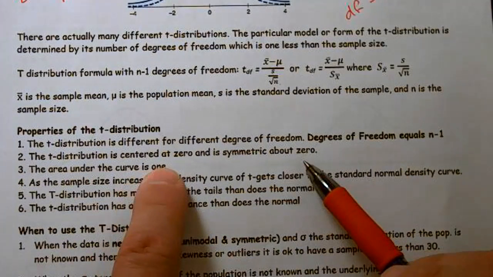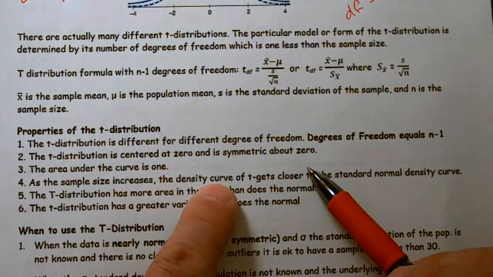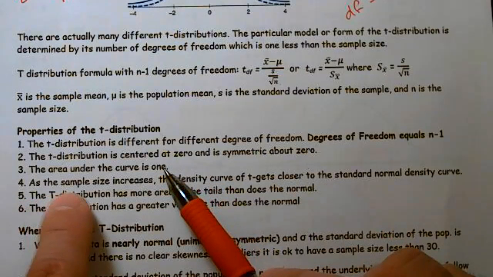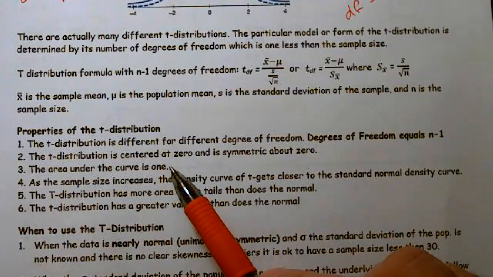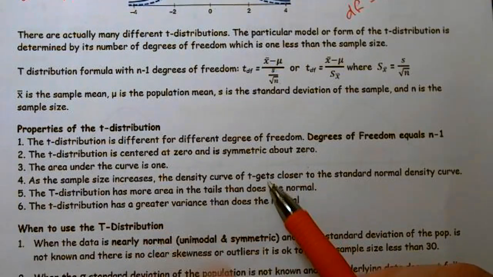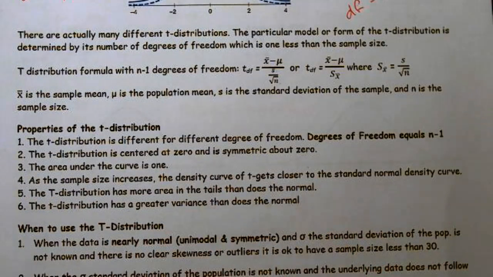They're centered at 0 and symmetric about 0. The area under the curve, of course, is a probability density function, so it's 1, just like it would be for any other. Now, one thing, as you increase the sample size, it gets closer and closer to the normal. It approximates the normal, but it never becomes normal.